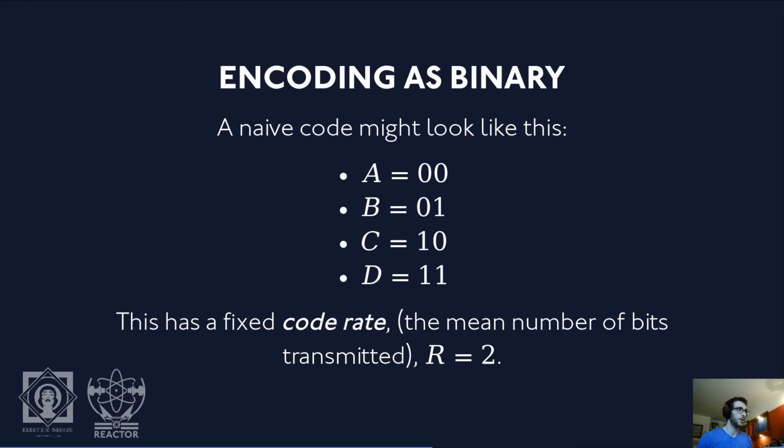And this code has what we call a fixed code rate, where the code rate is simply describing the mean number of bits used per symbol, okay? And in this case, it's very easy to work out, because we are always using the same number of bits per symbol. So we know that the mean number of bits per symbol is always going to be 2. So our code rate is 2. And we call this R.